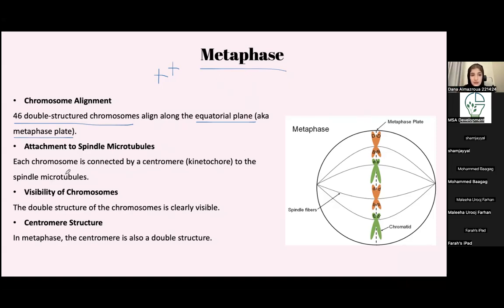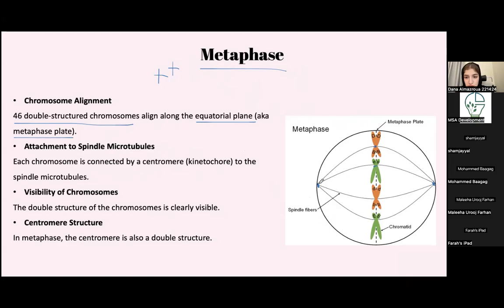And they start attaching to the spindle microtubules. Remember, we said these spindle microtubules were arising from the centrioles. Now, imagine we have centrioles here, and these mitotic spindles are coming out of them. Now they start attaching to the center of these chromosomes. To be more specific, they start attaching to the centromere, or the protein that we called earlier the kinetochore. Remember, we talked about it, it's in the center of the chromosome.